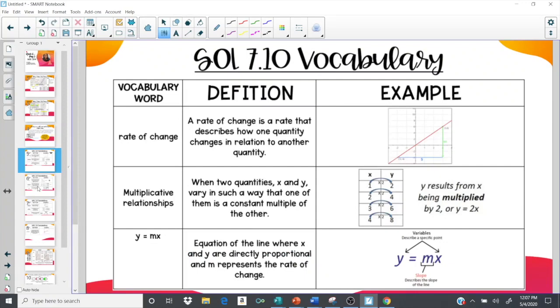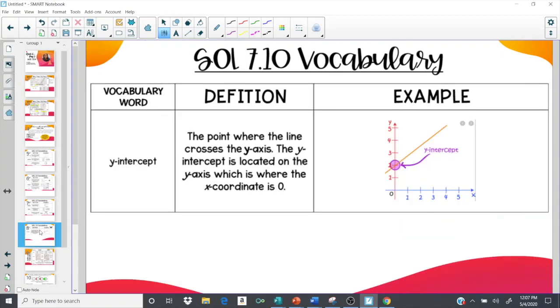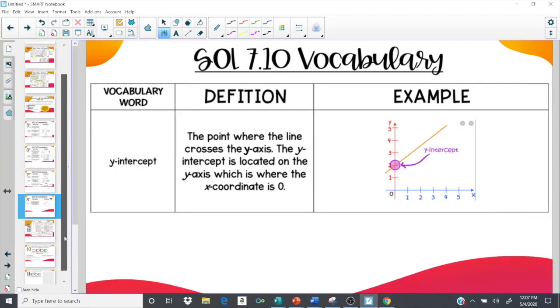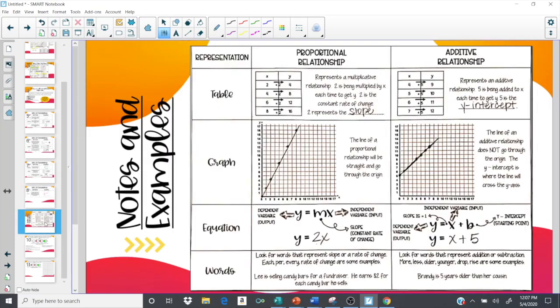So I am displaying the vocabulary words. These vocabulary words have been discussed throughout SOL 7.10, and they are here for your reference. I am also including the chart we talked about on Friday that compares proportional relationships to additive relationships and their different representations. Okay, so this is also here for your reference.